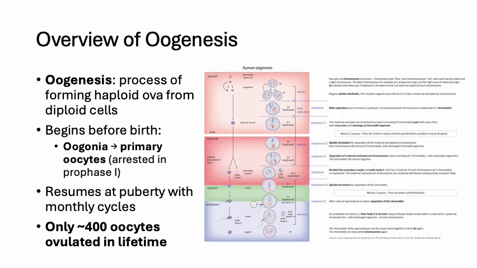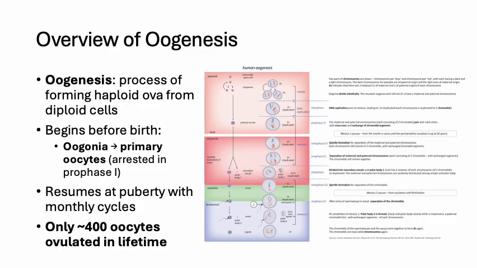Oogenesis is a process by which the female body produces the mature egg cell. It starts before birth, when oogonia divide mitotically and become primary oocytes. These oocytes begin meiosis 1, but halt at prophase 1 and remain in this suspended state until puberty. At birth, a female has around 1 to 2 million primary oocytes, but at puberty only 400,000 remain.